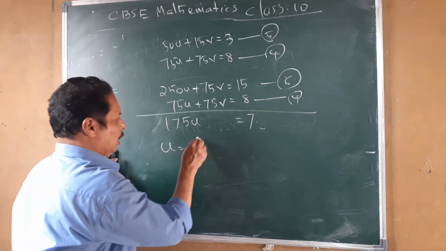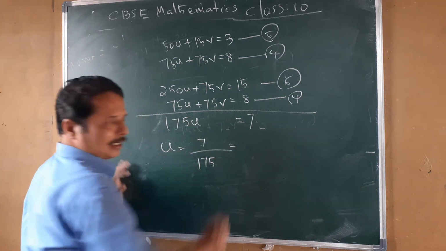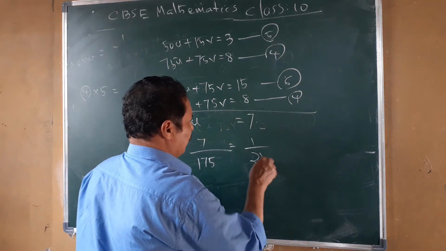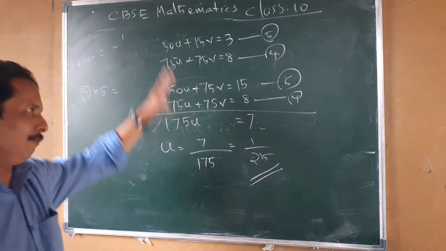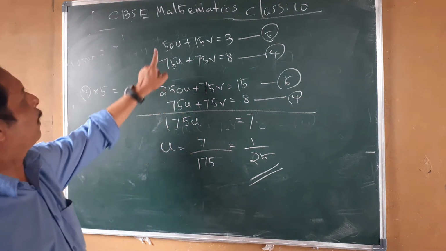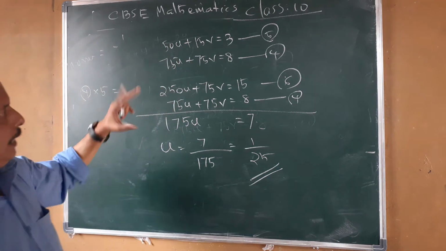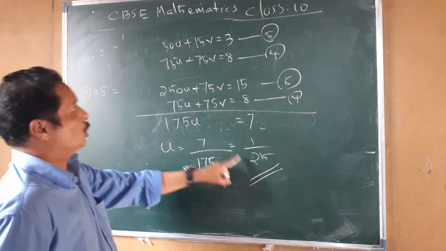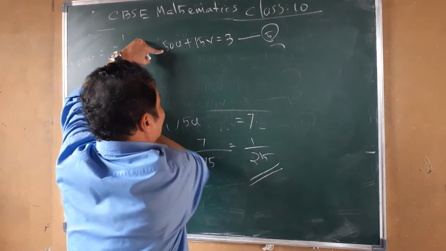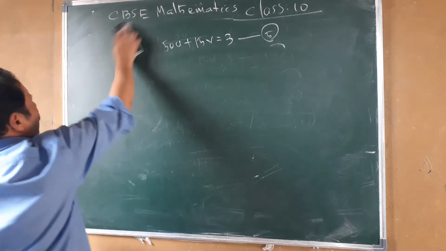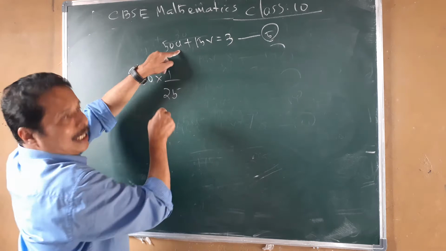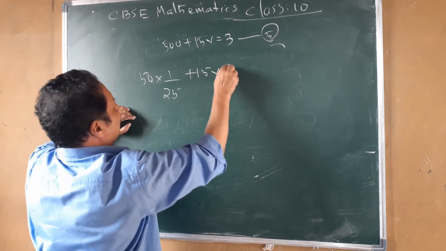So u equal to 7 divided by 175. I think it is divisible exactly 7 times. So u is equal to 1 by 25. You get the idea? Now you substitute u equal to 1 by 25 in any equation. So substitute u equal to 1 by 25 in equation number 5. 50 into 1 by 25, that is the value of u, plus 15v equal to 3.